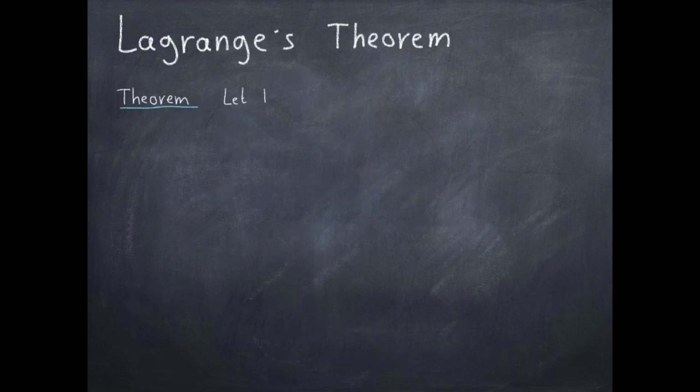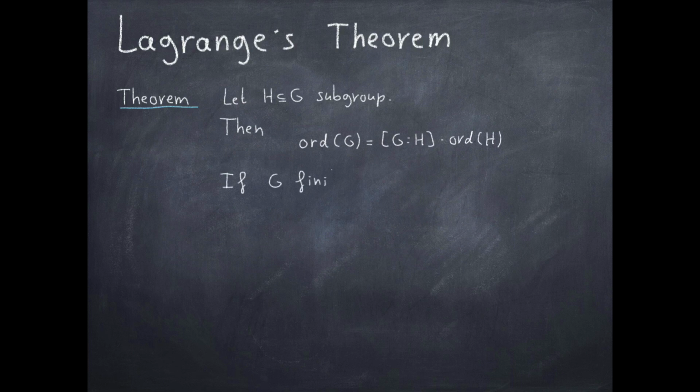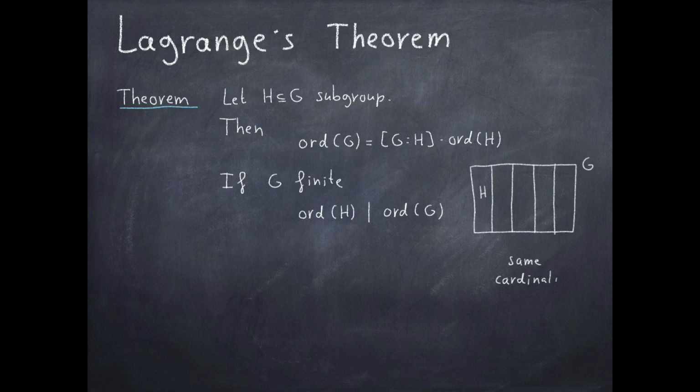We now come to an important theorem of Lagrange. Let H be a subgroup of G. Then the order of G is equal to the order of H times the index of H in G. If G is finite, this means that the order of H is a divisor of the order of G. The proof follows directly from the fact that all left cosets of H have the same cardinality.